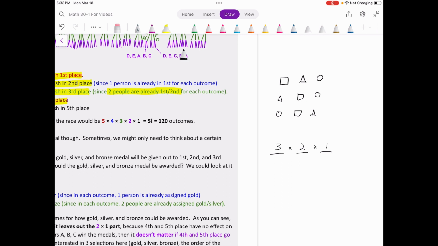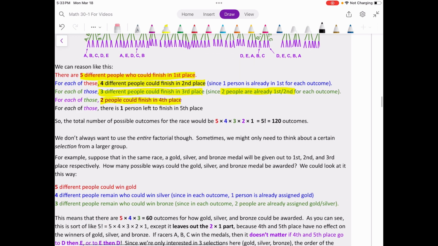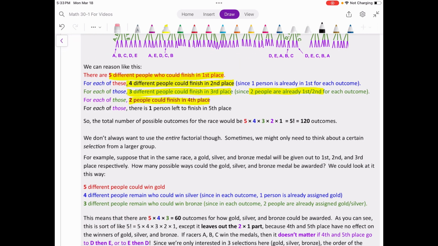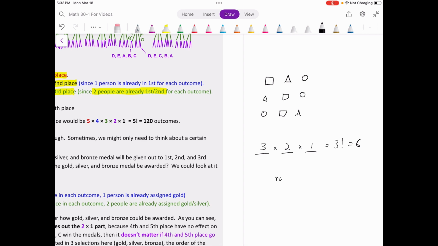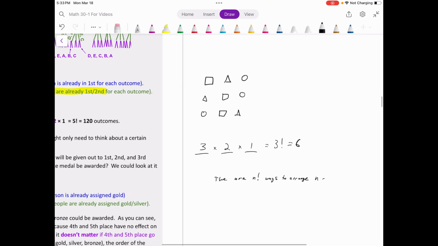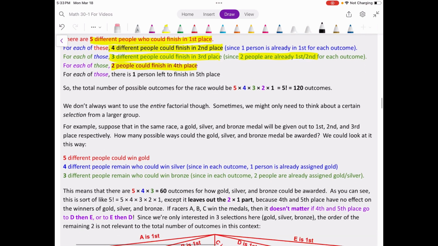So there's 3 ways to put something in the first spot, 2 ways to put something in the next spot, and leaving me with only 1 choice to put in the last spot, right? So the total number of ways this could go is 3 times 2 times 1, or 3 factorial, which is 6, okay? So naturally, if we have n objects, there are n factorial ways to arrange n objects.